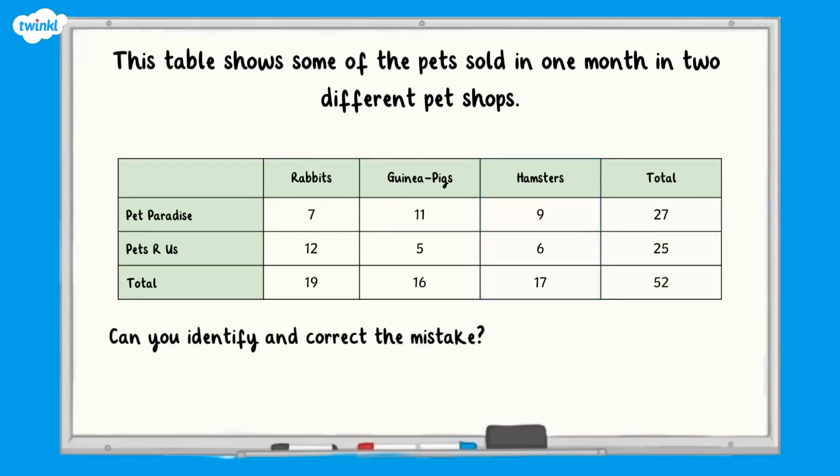The Pet Paradise total was correct, but the Pets R Us total wasn't, so there must have been a mistake in that row. The box in the Pets R Us column and the hamsters row must be the one with the mistake. The number in the box should have been 8, not 6.